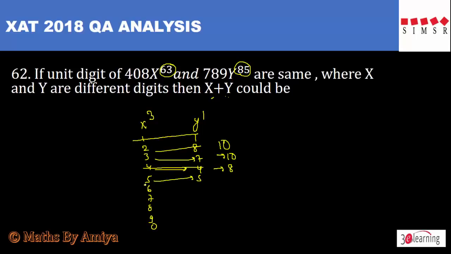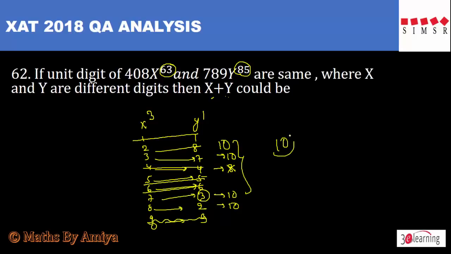4 cube ends with 4 again, the same, so we are not going to discuss. 5 cube again ends with 5, so we are not going to discuss because x and y both become the same. 6 cube is 216, again the same. 7 cube is 343, so 3. 7 plus 3 is 10. 8 cube is 512, so 2, that is again 10. 9 cube ends with 9, so we are not going to discuss it. So the summation of x and y is 10, so the answer of this question is 10.